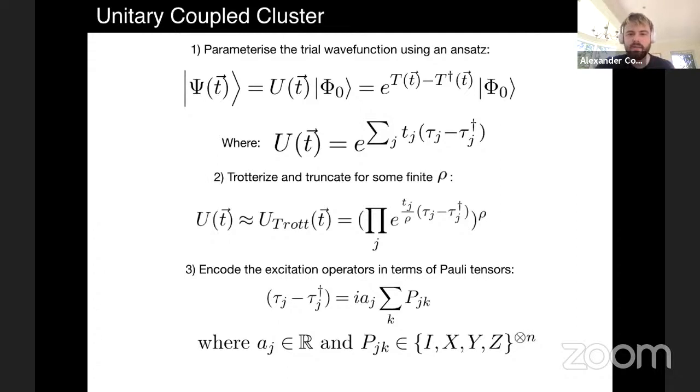And after we have performed this Trotterization, I have shown just here the simple Lie-Trotter, but you can do more complicated Trotterization. The tau's are then encoded in terms of Pauli tensors acting on qubits, where we have some coefficient A and some Pauli tensor of I, X, Y, and Z. The precise encoding is determined at the application level, so it could be Bravyi-Kitaev, it could be plane wave, it could be Jordan-Wigner.